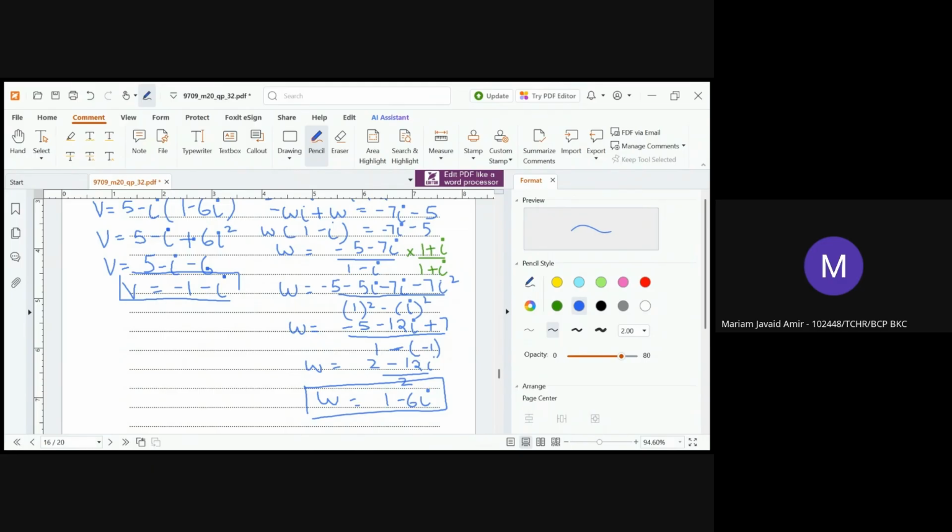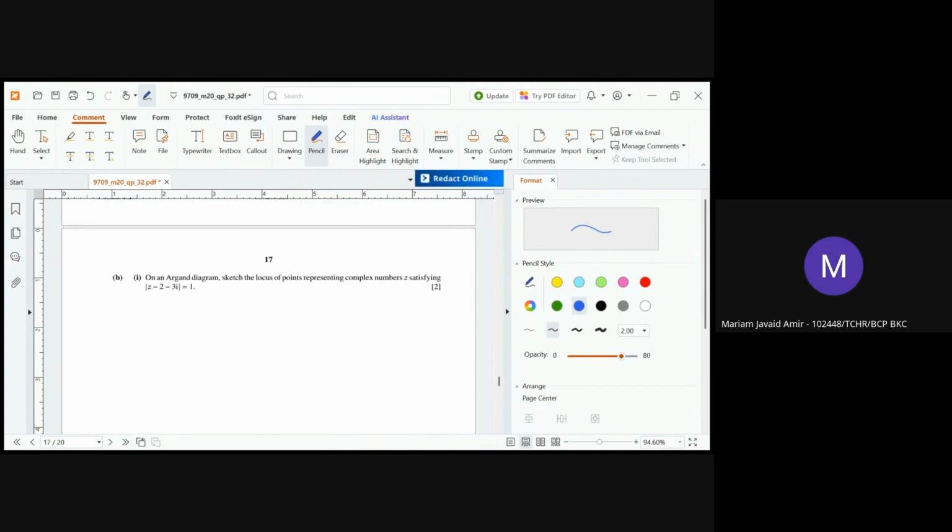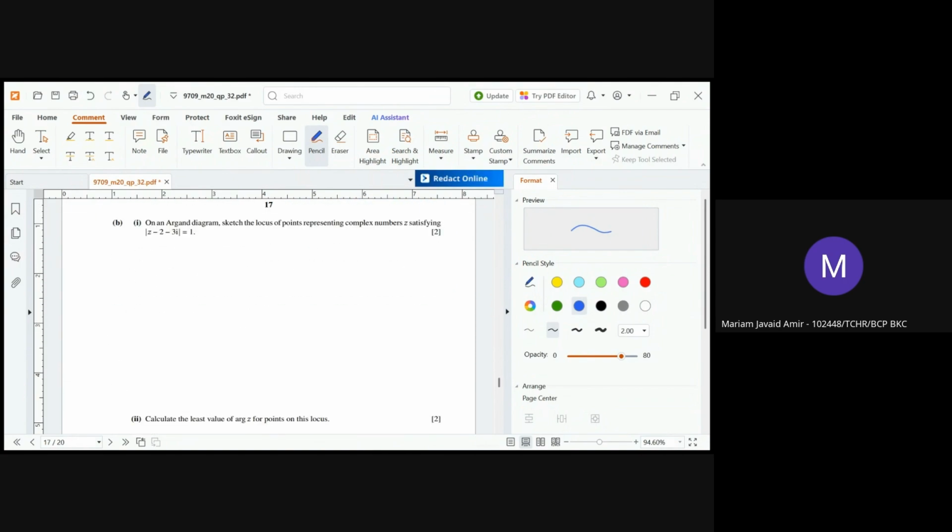Okay, part B. On an Argand diagram, sketch the locus of points representing the complex number z satisfying modulus of z minus 2 minus 3i is equal to 1. So the left hand side is a circle with center (2, 3), and this gives the radius as 1. So we have to plot a circle which has a radius of 1 and a center at (2, 3).